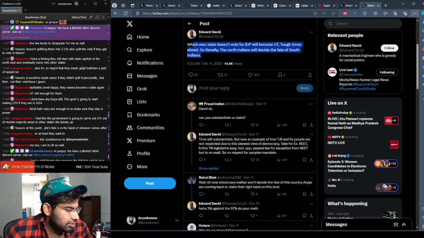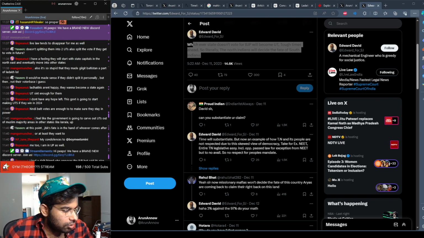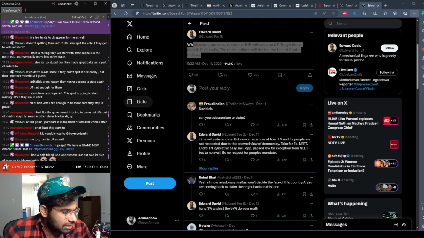I don't think they will touch the South yet. No, they're going to try and touch the South. No, Finn Peanut, they've already made inroads into the South. They won seats in Telangana, whereas previously the BJP didn't win any seats in Telangana, they gained ground there. What about Gujarat, Maharashtra?